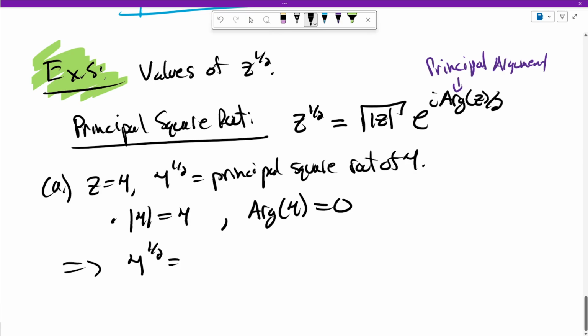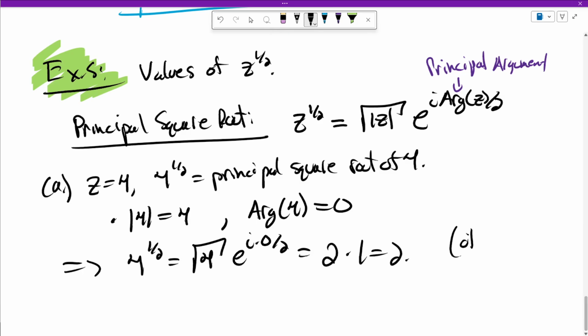This tells us 4 to the 1/2 is the square root of 4, e to the i times 0 over 2. In this real part, this also uses the principal square root for real numbers, because there are usually two square roots of a non-negative real number. This one will spit out the positive, where it could also spit out the negative. And then e to the 0 is just a 1. So we get 2, like usual.